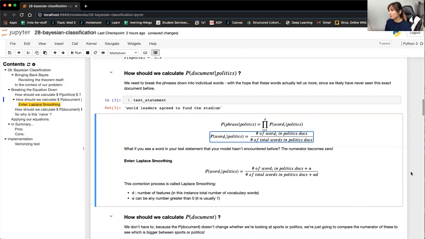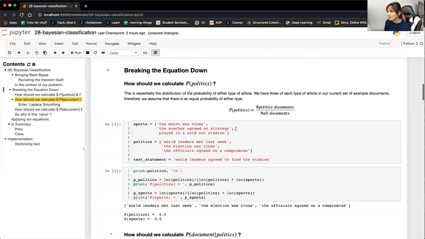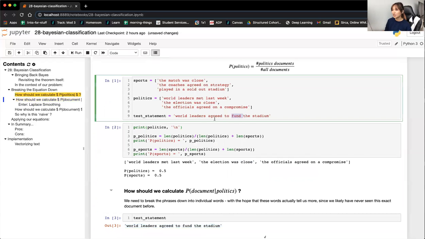All right. So you run into a little issue here. What if you see a word in your test statement that your model hasn't encountered before? So maybe, let's say, I wonder if there's one word here that hasn't been in our training set. Let's see. World leaders agreed to fund the stadium. So fund is a word that didn't occur in either of these trained data sets, right?